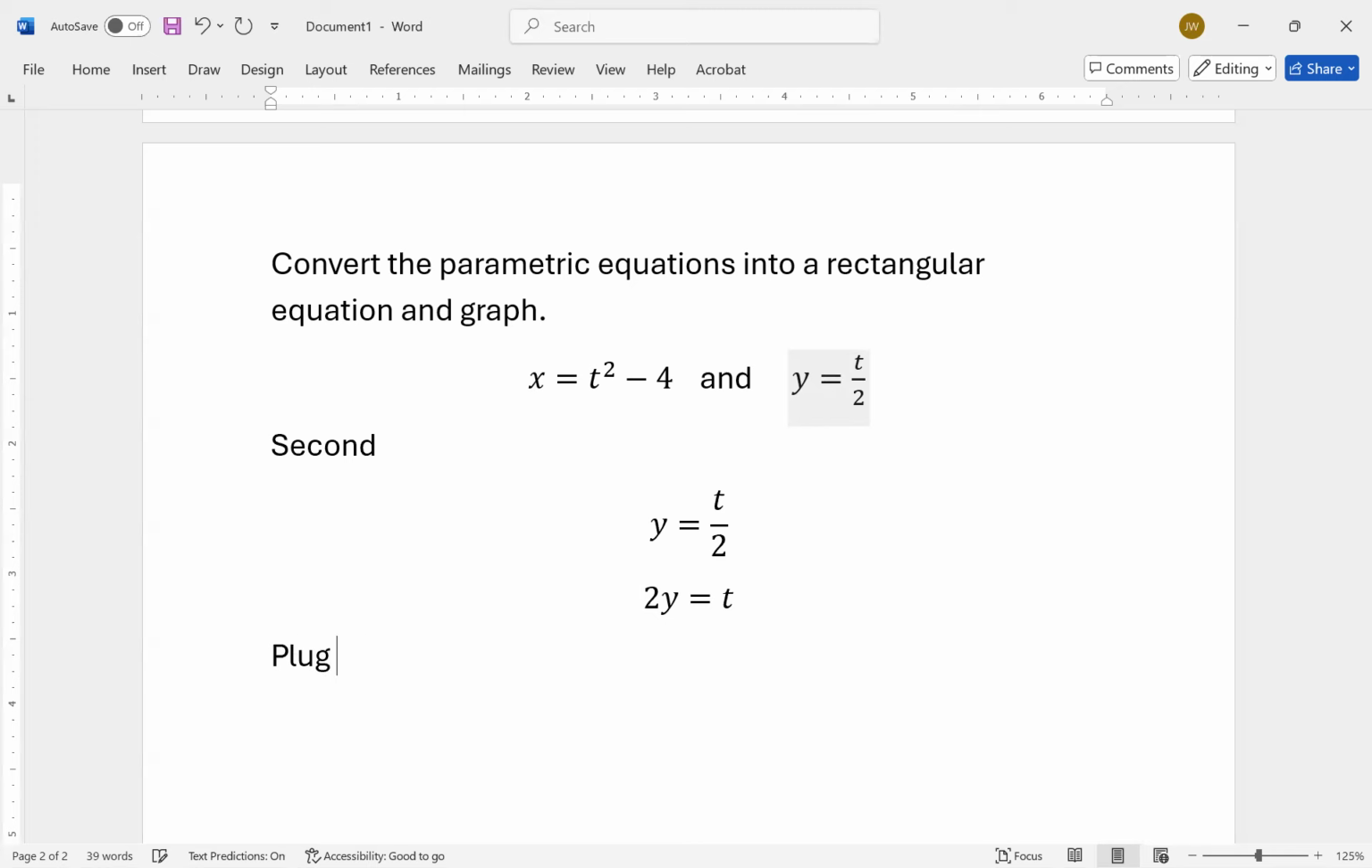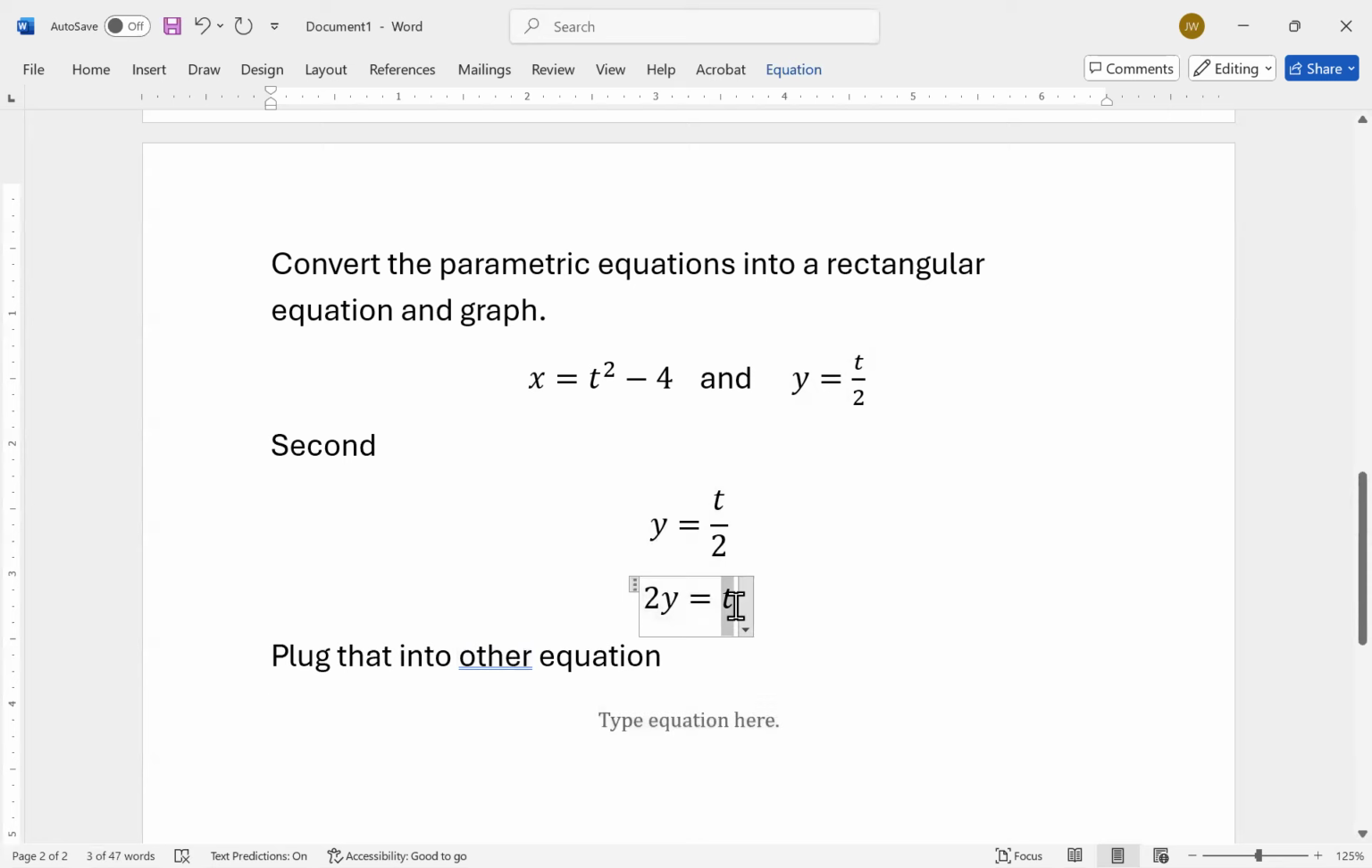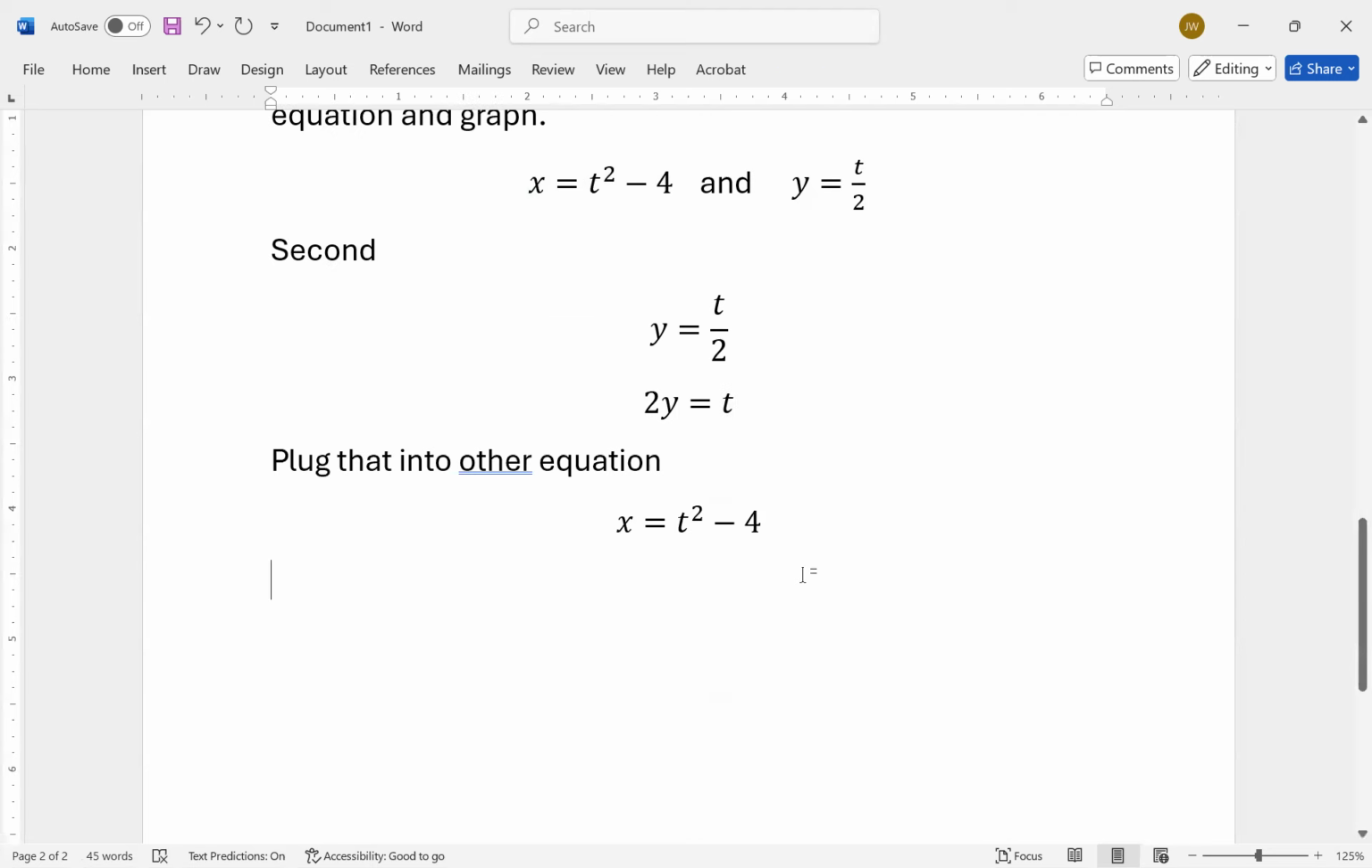Now we're going to plug that in to the other equation, meaning I'm going to replace t in the other equation with a 2y. So I start with x equals t squared minus 4. And then I simply replace this t, now that I've solved for t, with a 2y.